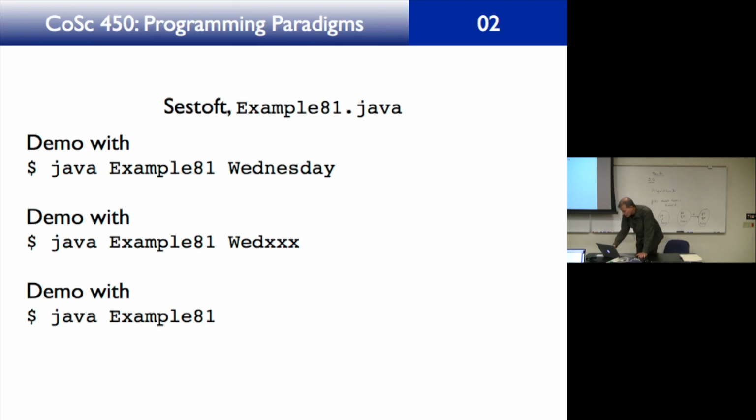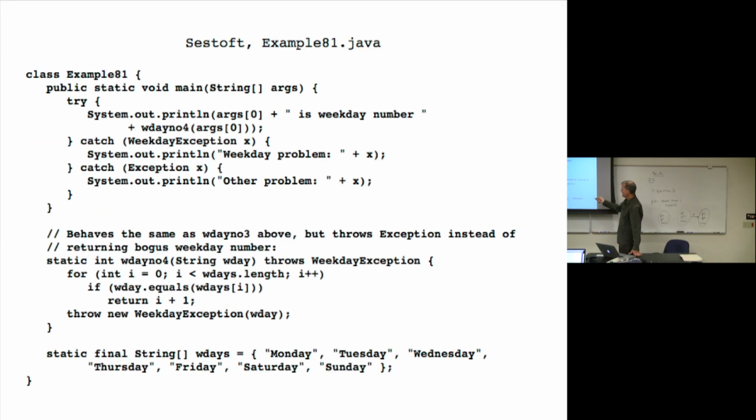Let's do example 81, but now what are we going to do? Type in nothing. Now, can you guess what's going to happen here? If we type in nothing, what kind of an exception will happen? What's going to be the problem? When we say system.out.println and then we do arg sub 0, what's the problem? There is no arg sub 0.